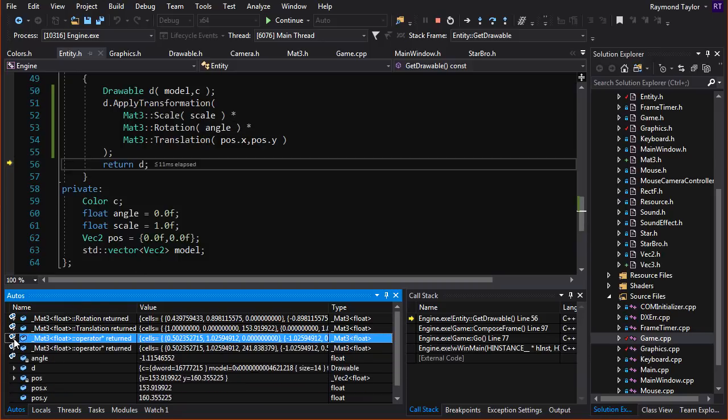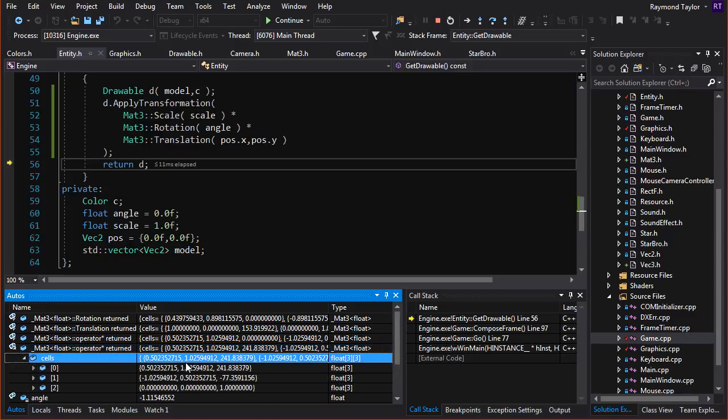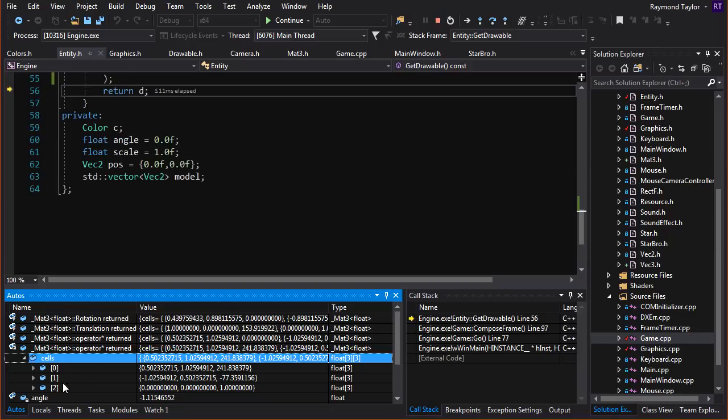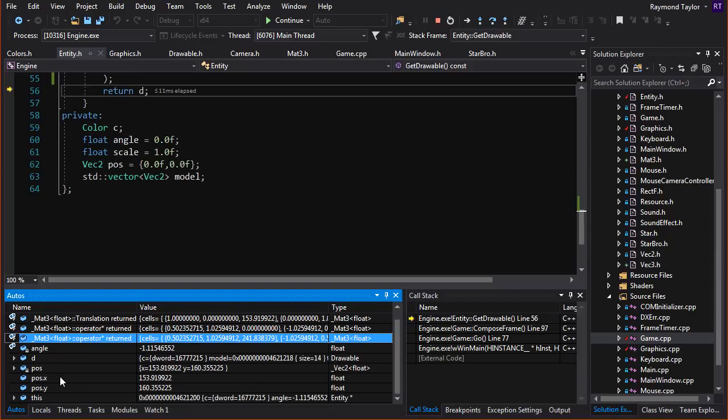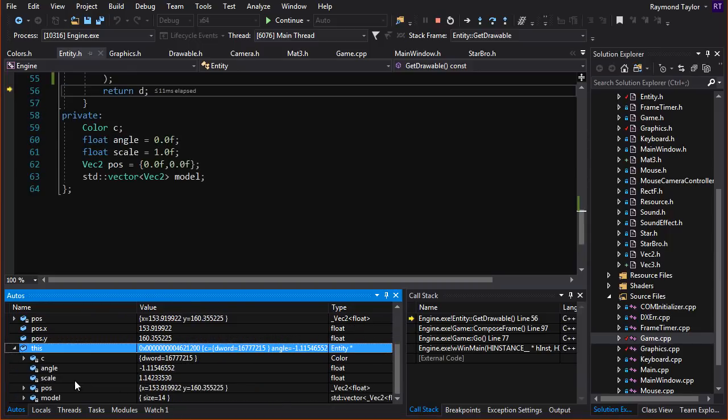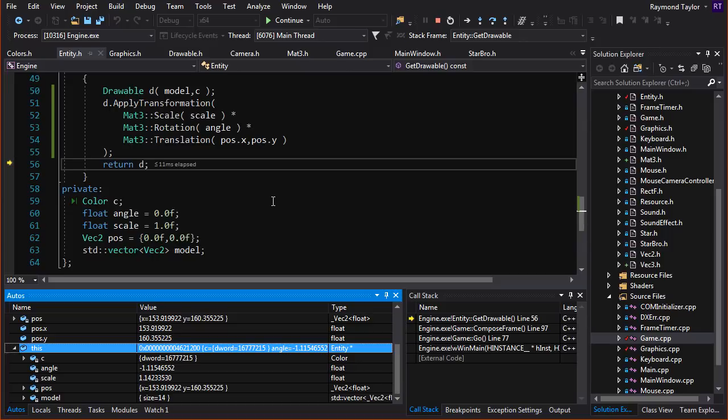Now the second concatenation here, what is this? We can see the translation applied afterwards does not affect the rotation, but it should have affected the positioning. So now this should be the position of the star, 241, negative 77. And if we look at this, 153, 160. Okay, so I'm an idiot.